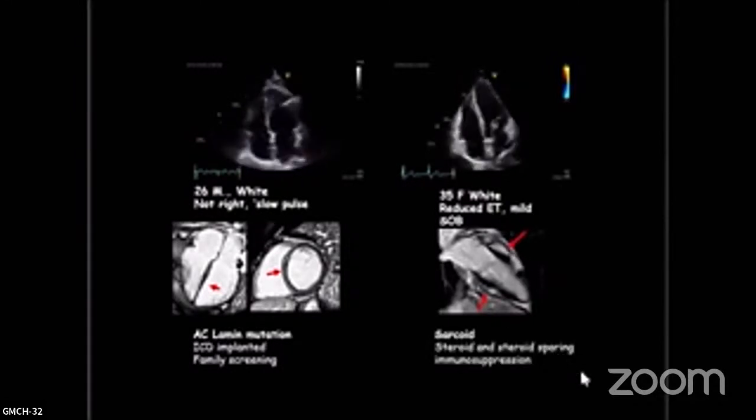In the second patient, the pattern of scar was heterogeneous, and we went on to make a diagnosis of sarcoid, hence changing the management and initiating immune suppression.